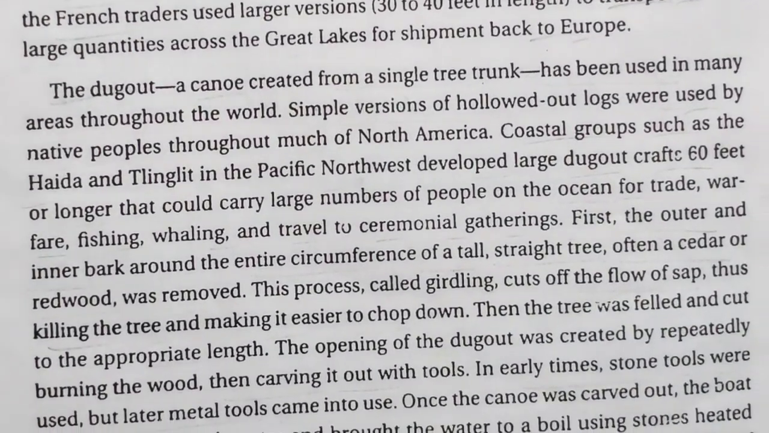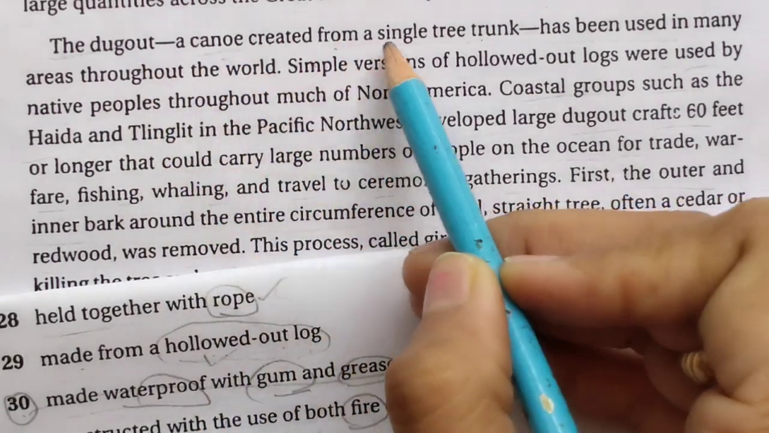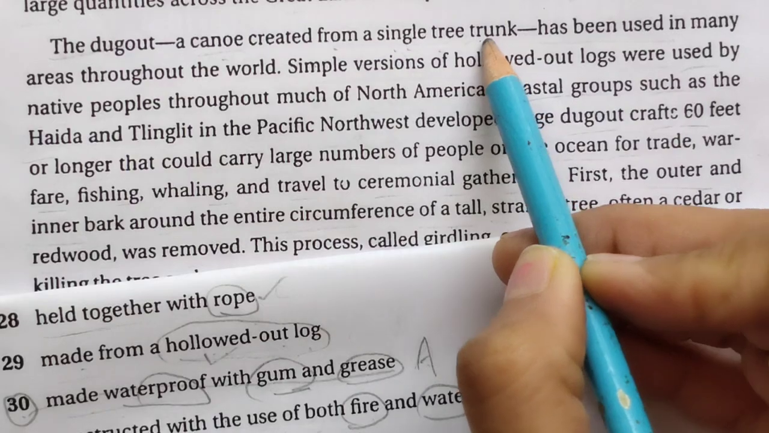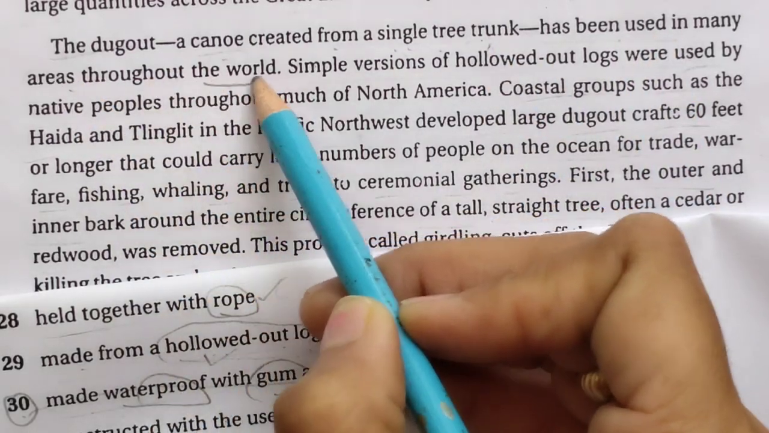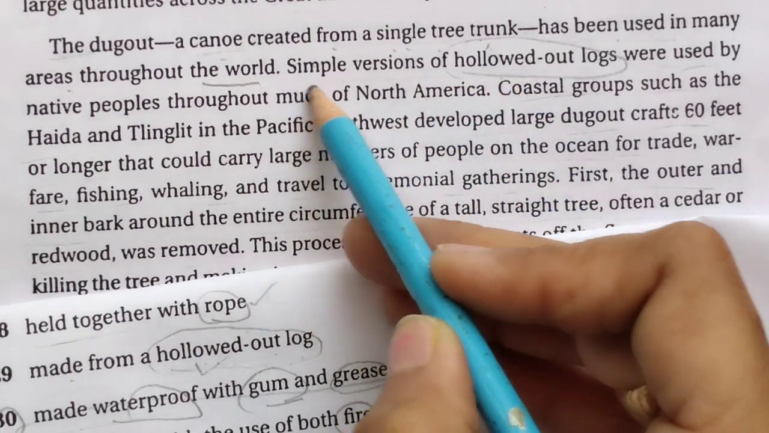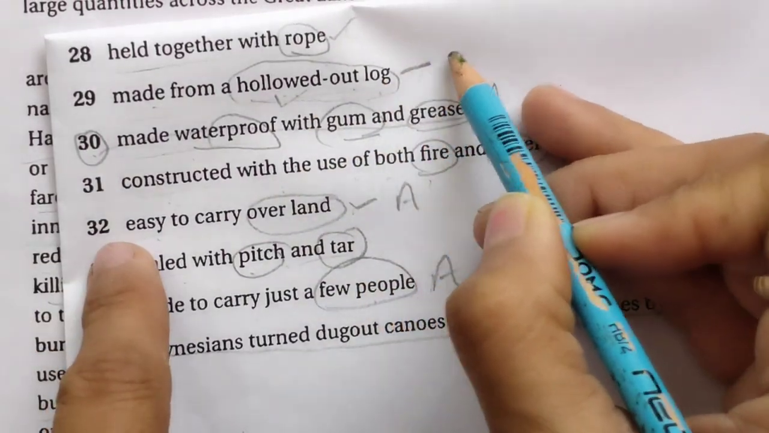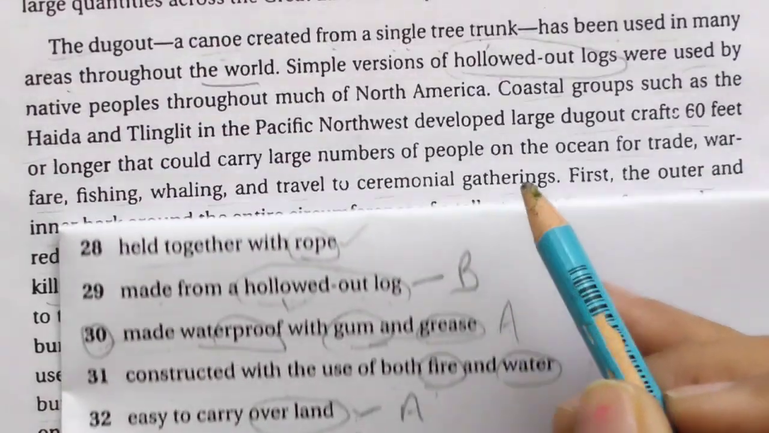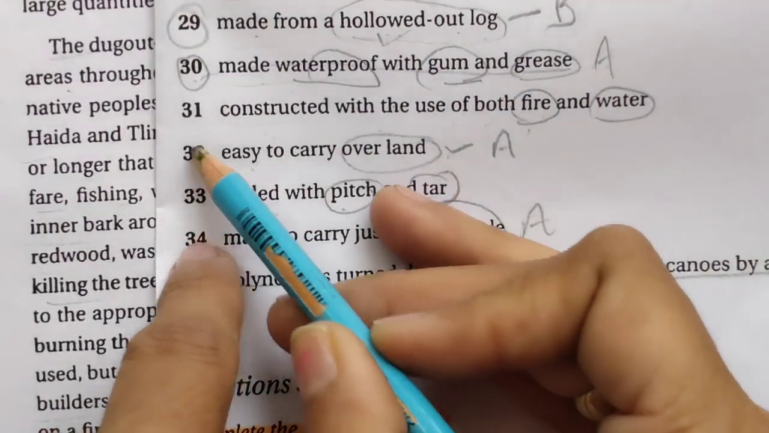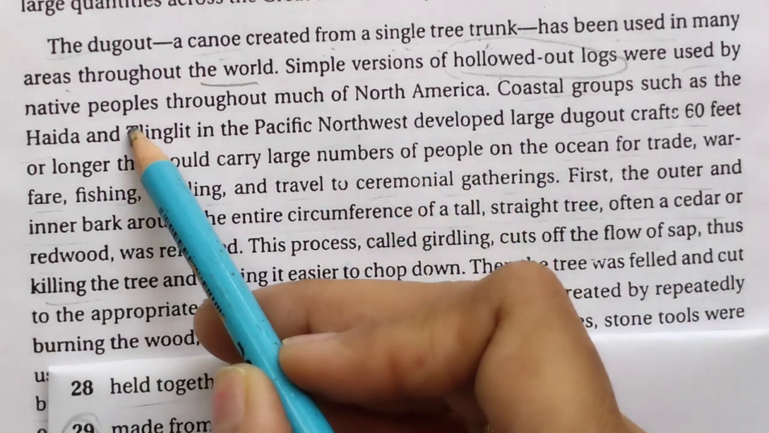See this dugout. Now the dugout, a canoe created from a single tree trunk, has been used in many areas throughout the world. Simple versions of... see, this same word was there, simple, so they are using this word for this. It means this will come with B number. Okay, this also we have done. Now coming to the next line.